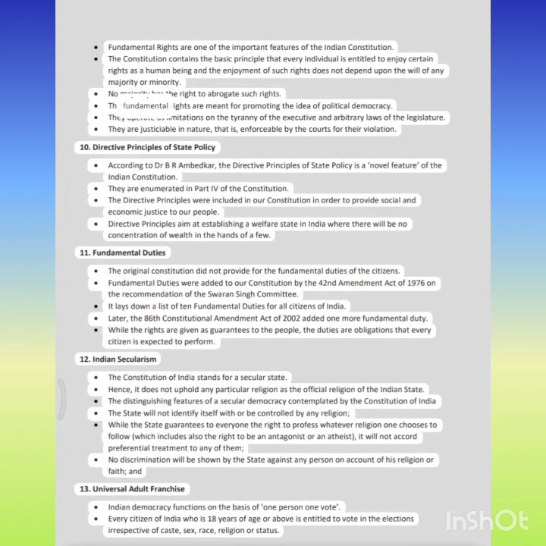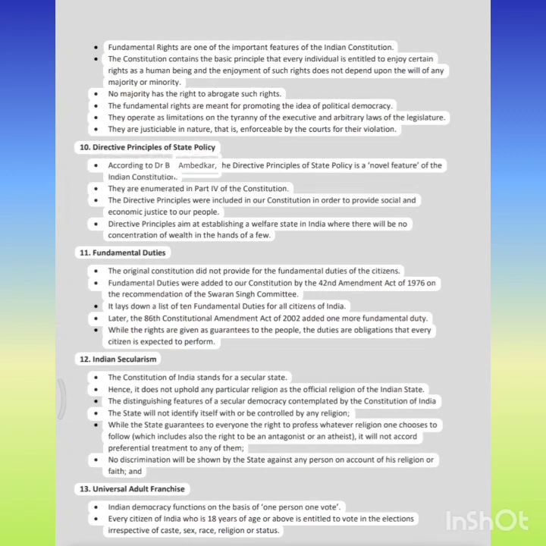The fundamental rights are meant for promoting the idea of political democracy. They operate as limitations on the tyranny of the executive and arbitrary laws of the legislature. They are justiciable in nature, that is, enforceable by the courts for their violation. 10. Directive principles of state policy. According to Dr.